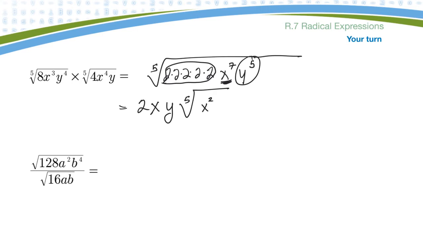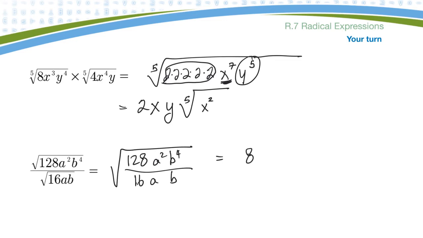You could break down the top and break down the bottom, but you could also do this and just write it over one thing, just with one radical, A, B. And then 16 goes into 128 8 times, and A into A squared just goes A. B to the 4th divided by B would be B cubed.